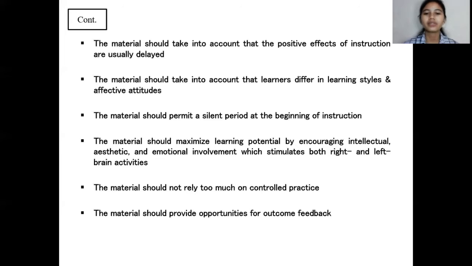The last one is that the material should provide opportunities for outcome feedback. Feedback is the most important thing, because when we get feedback from others, we can grow and change our behavior into a good one. We become better based on others' feedback, advice or suggestions to us. So when learners get feedback, they will grow into better persons. Then they will improve their knowledge, as well as add so much new information for themselves.